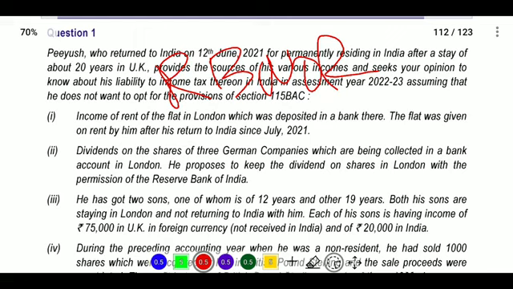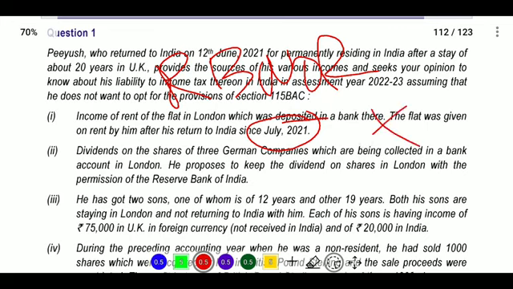What are those incomes? Income of rent of a flat in London which is deposited in a bank. The flat was given on rent by him after his return to India, since July 2021. So he deposited it, and after he returned he had this rental income. It is accruing outside India and being received outside India. He is a resident but not ordinary resident, so it is not taxable in the hands of India. He is not taxable here.